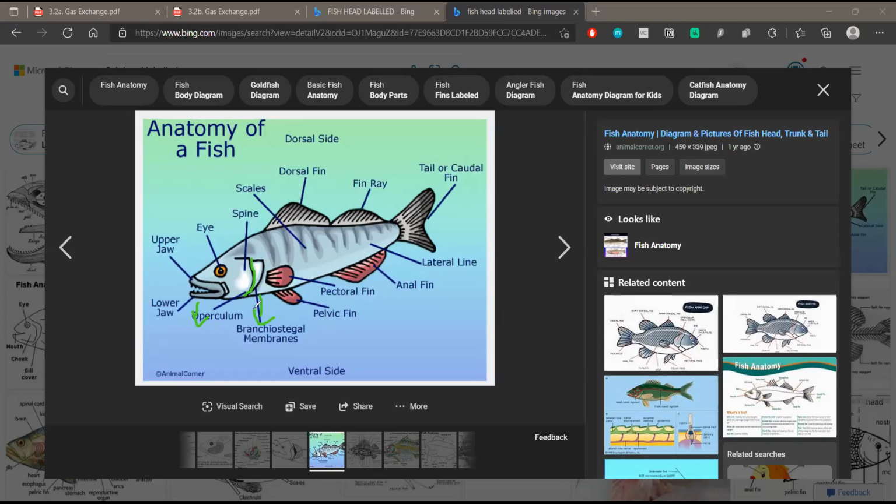And how does it do that? Well, the floor of the buccal cavity basically moves up, lowering the volume, increasing the pressure. So water then moves through the buccal valve and through the opercular valve and into the opercular cavity. Now, when it flows into the opercular cavity, it is then pushed out and flows over the gills, allowing gas exchange to occur. Does that make sense?